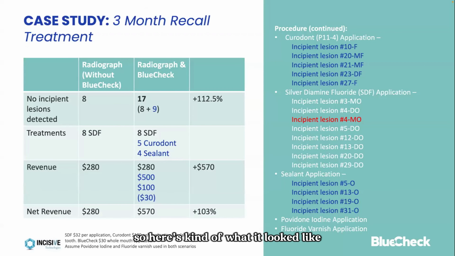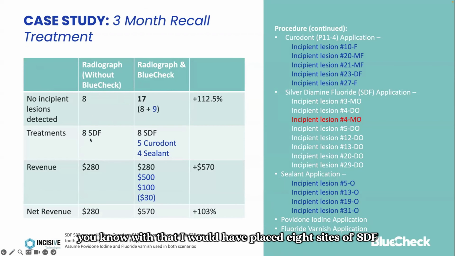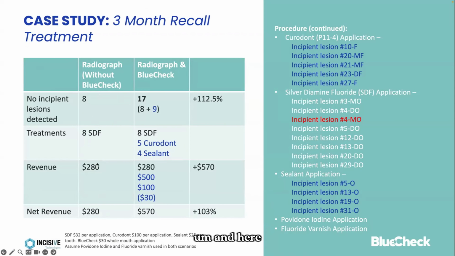So here's what it looked like, and a little bit about the economics. With just the radiographs alone, that standard of care, there were 8 incipient lesions. With that, I would have placed 8 sites of SDF. We use pretty conservative reimbursement rates. Things might look different depending on where you are. We just use the Medicaid rates here in Nevada. And here, you can see what was done.